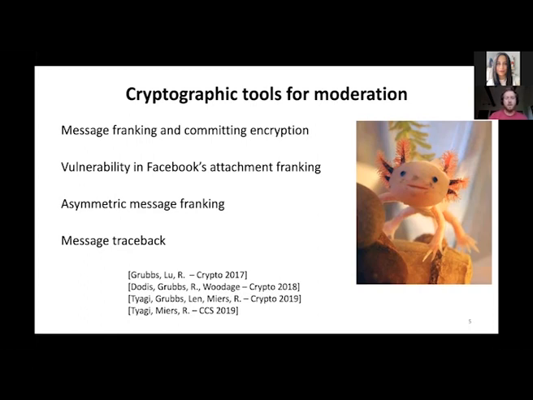And then I'll talk about some extensions trying to deal with limitations of message franking in settings where, for example, we have some type of anonymity properties, where asymmetric message franking, a new primitive that we came up with, might help, as well as dealing with things like trying to trace the source of, say, a viral messaging campaign in an end-to-end encrypted system.